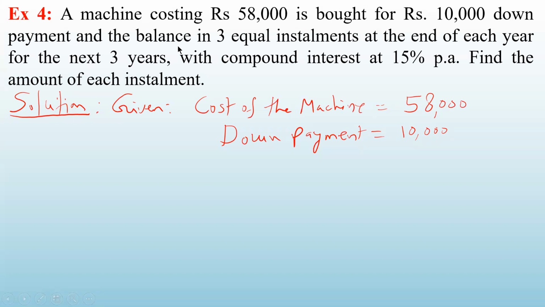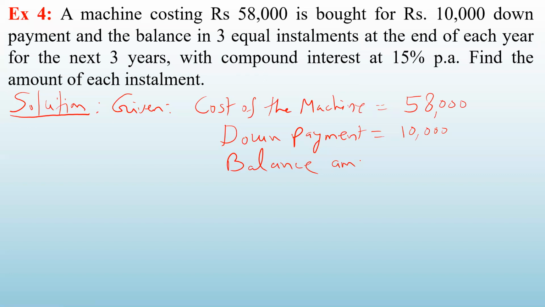And the balance in 3 equal installments. How is this machine bought? By paying 10,000 rupees down payment. Down payment means then and there you have to pay in cash. That is called down payment. And the balance, how is he paying the balance? In 3 equal installments at the end of each year for the next 3 years. So what is the balance amount?